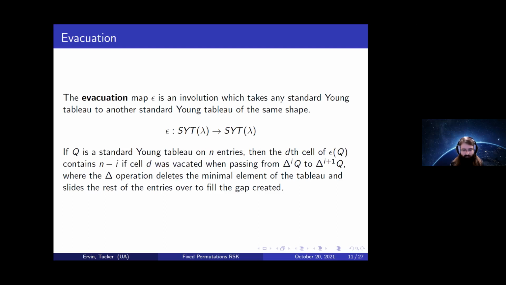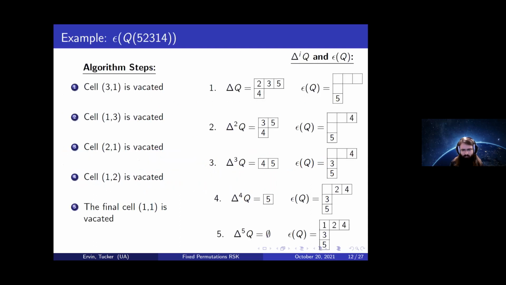a cell of the evacuation of Q is going to contain n minus i if that cell was vacated when passing from delta i to delta i plus 1 of Q, where this operation just deletes the minimal element of the tableau and slides the rest of the entries over to fill the gap created. You may have heard of it, it's called jeu de taquin. I practice pronouncing that quite often. It's the sliding game in French. It's kind of like those puzzles where it's a square filled with a bunch of squares that you can slide around. It's exactly that concept just applied to this tableau shape. And it makes more sense if we go through it.